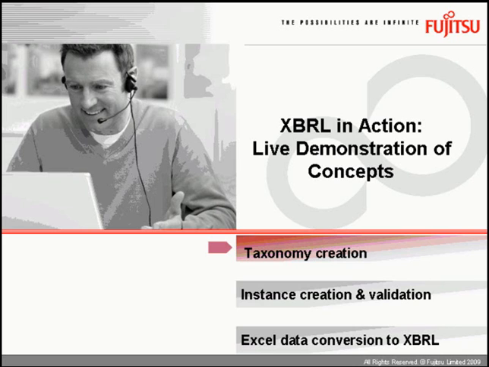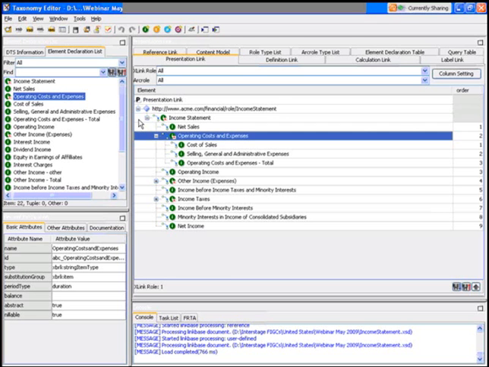What I'd like to do now is just give you a quick idea of what we can do with a taxonomy. We'll just step through the taxonomy creation tool and give you a very brief idea of what's possible with that. Okay, and this is basically the screen from the Fujitsu taxonomy editor.